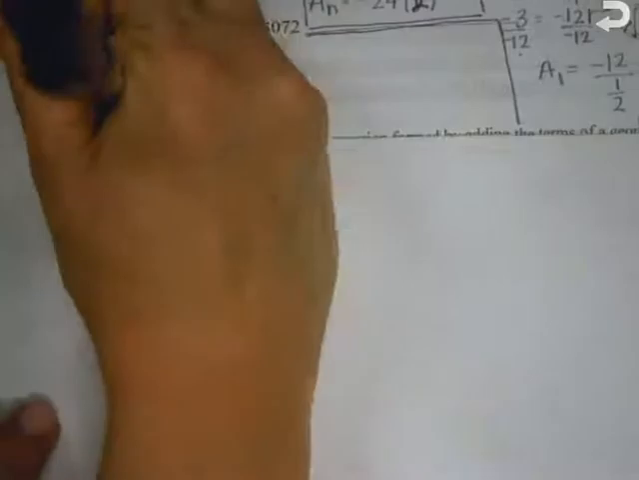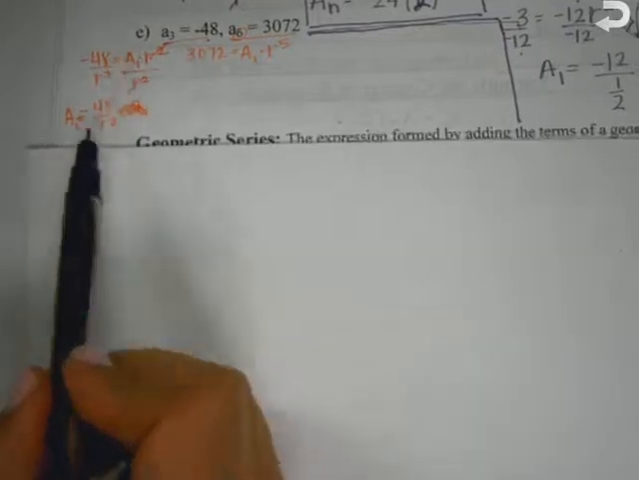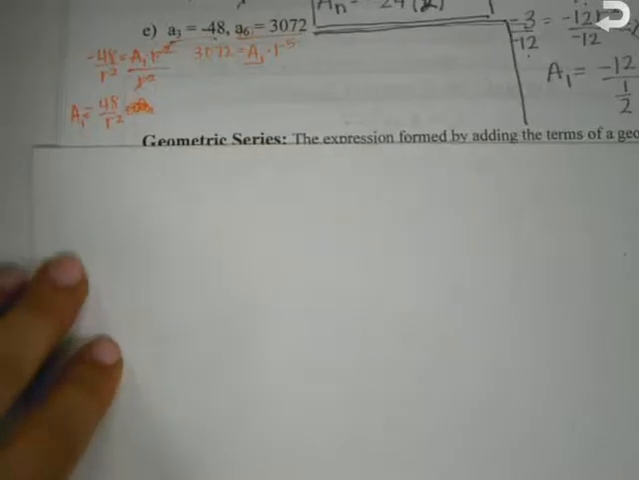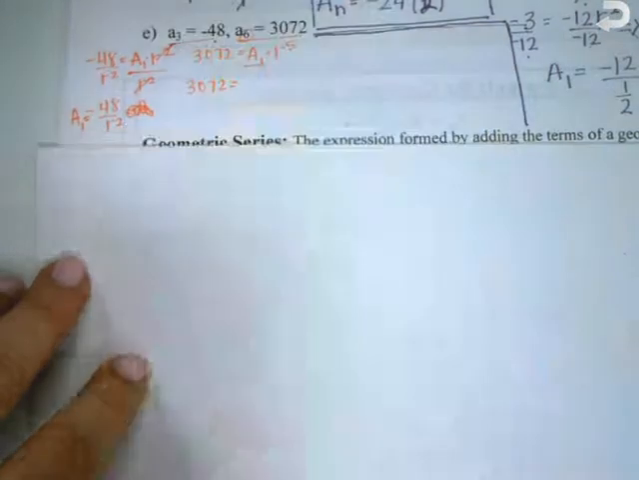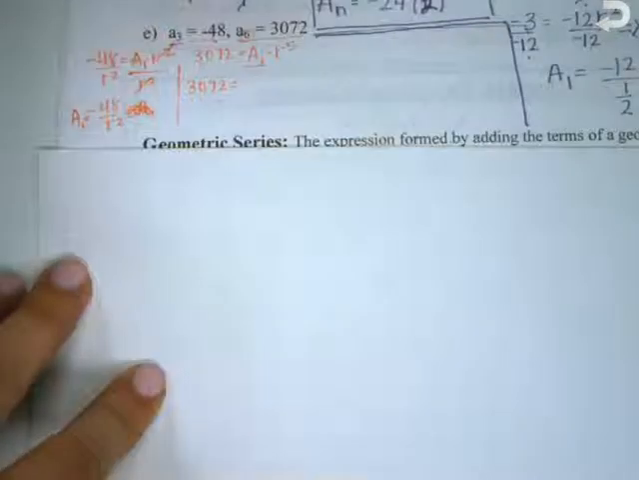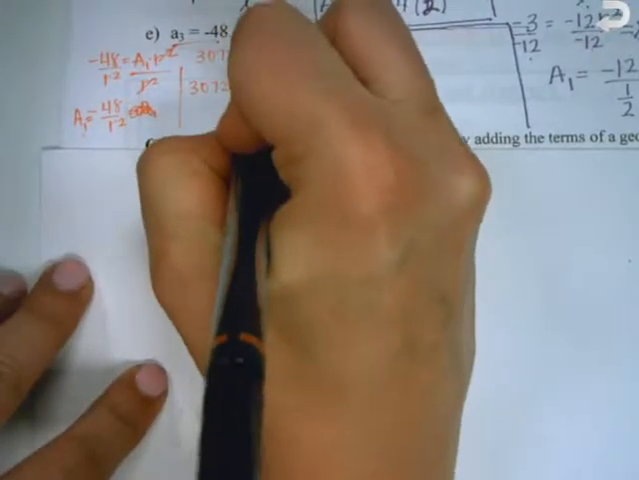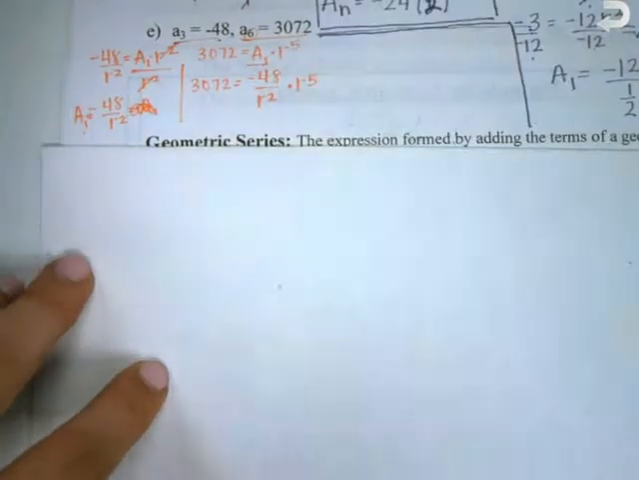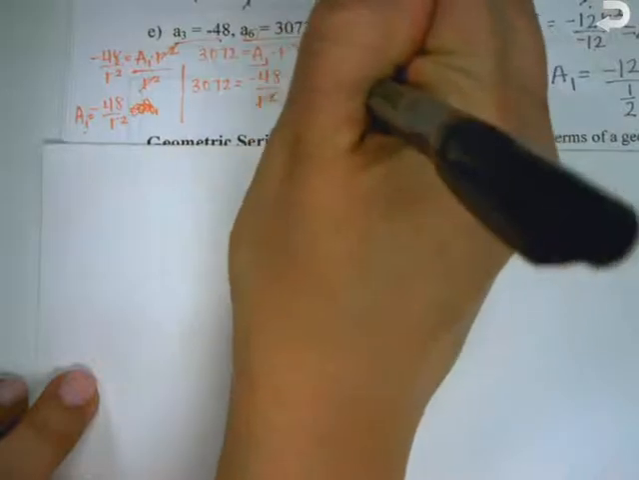Okay? So 3072 equals, let me separate this, A sub 1, which we solved as negative 48 over r squared, times r to the fifth. I can cancel out two of the r's, so that becomes r to the what? To r to the third. Good. So this is 3072 equals negative 48 r to the third. I want to solve for r, so what do I have to do?